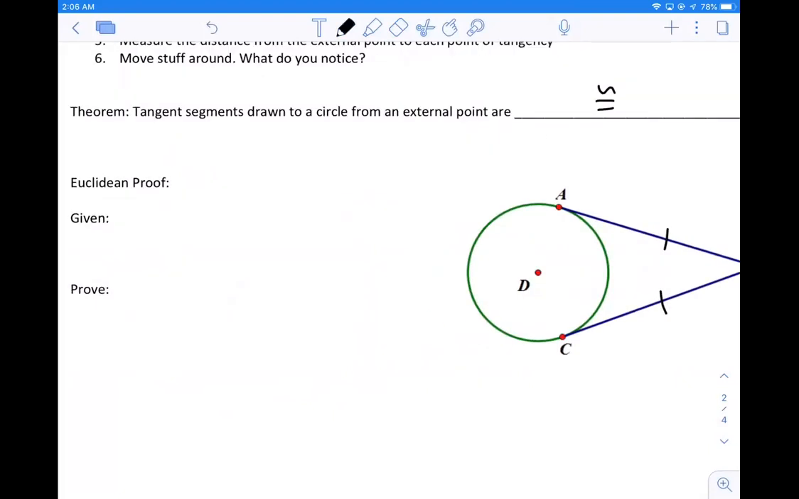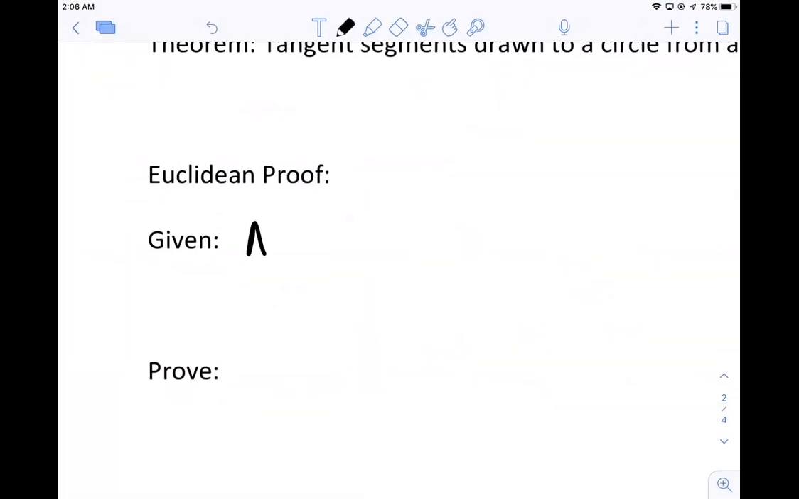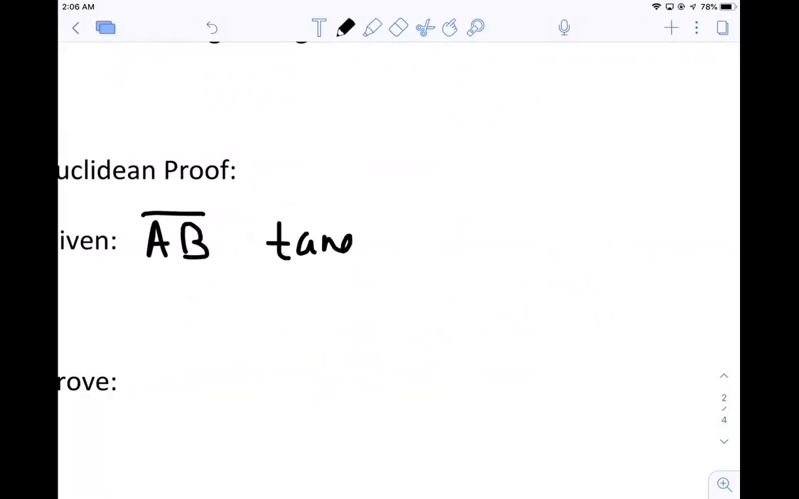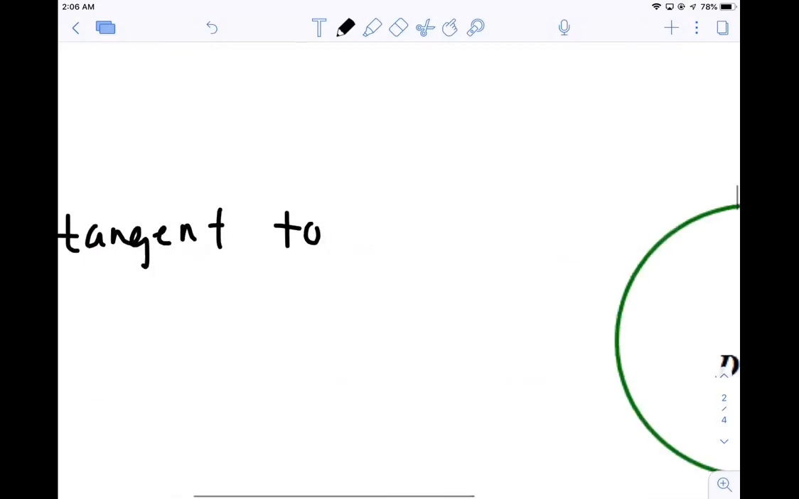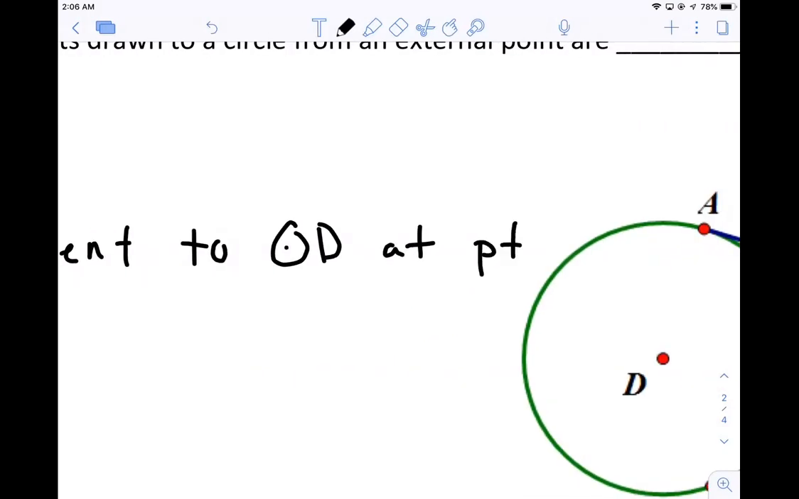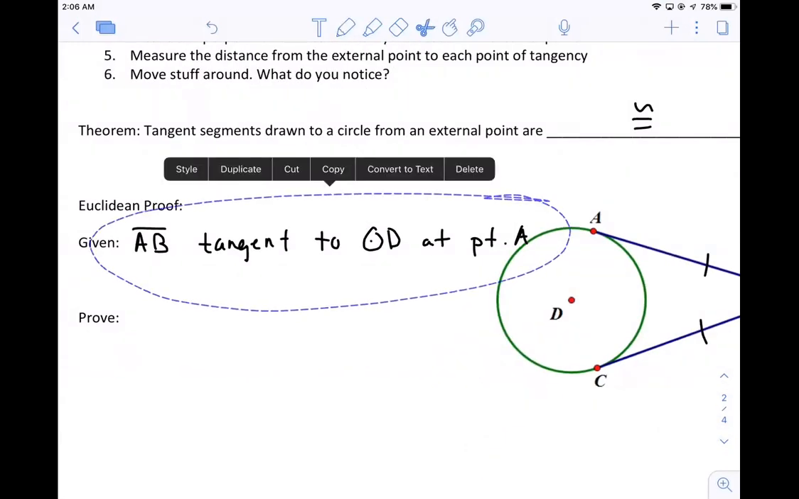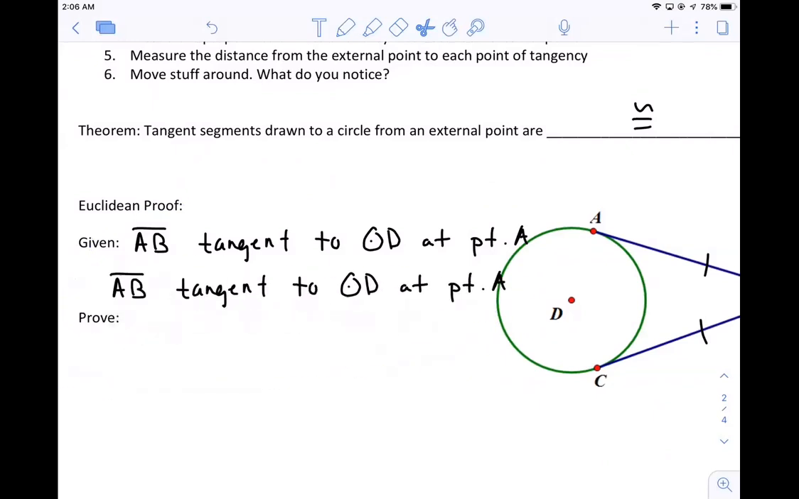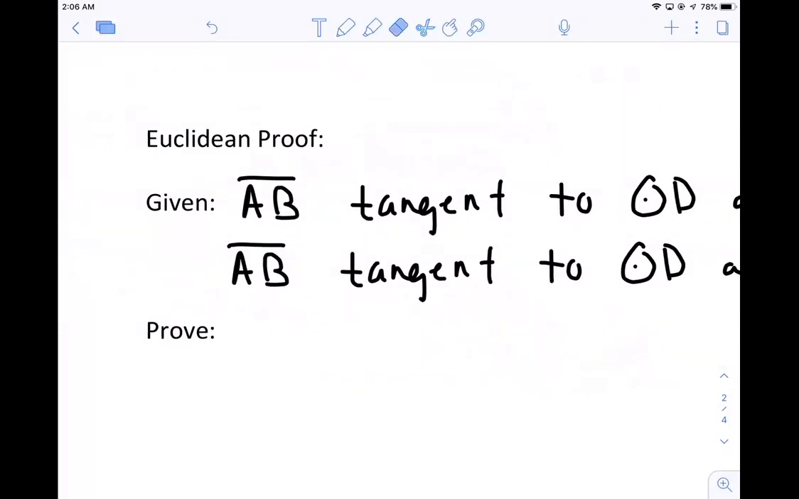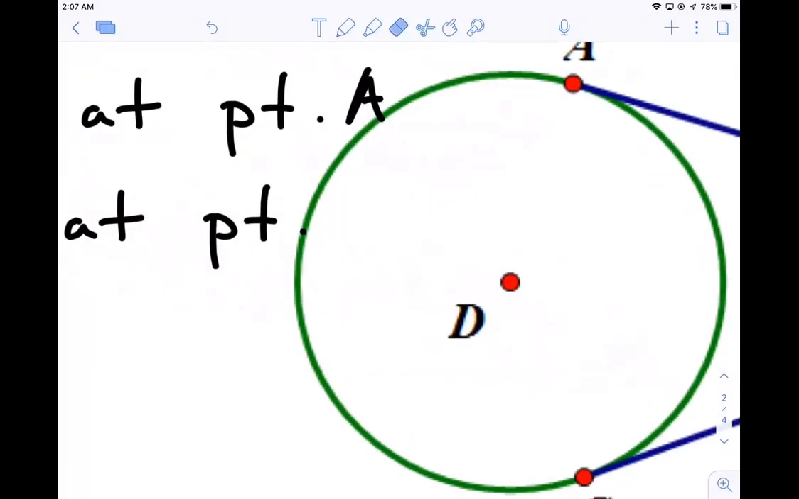So given, what are we given in this proof? We're given 2 tangent lines. So I'm going to say given AB tangent to circle, what is this, circle B at point A. And I am also given another tangent segment, CB. So given CB tangent to circle B at point C.